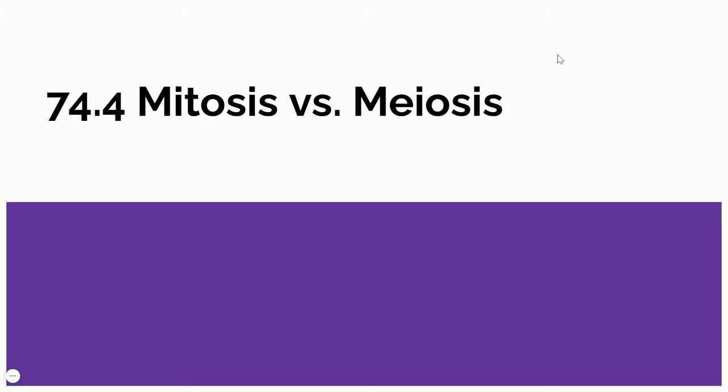Hello everyone, this is the fourth concept check of module 74 for AS level. For A level, this is a revision activity reminding the basic differences between these two cell divisions, mitosis and meiosis.